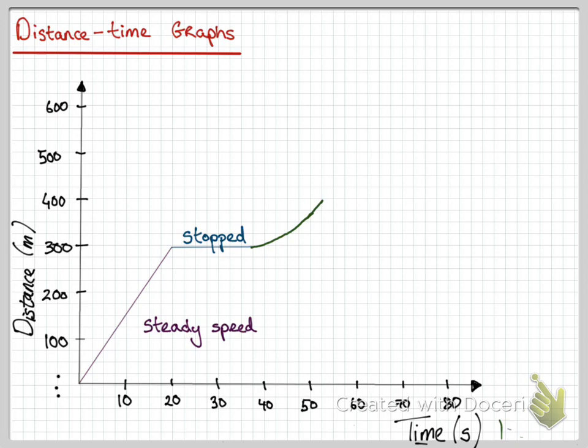If you get an upward curve, this represents acceleration in a distance time graph, and a downward curve means deceleration. These curves represent that the velocity of the object is changing, hence why you get a curve.